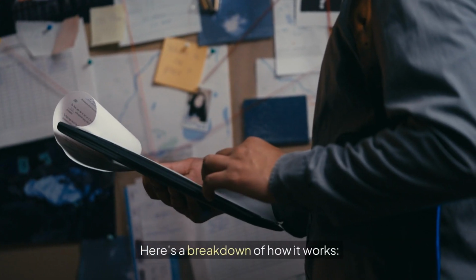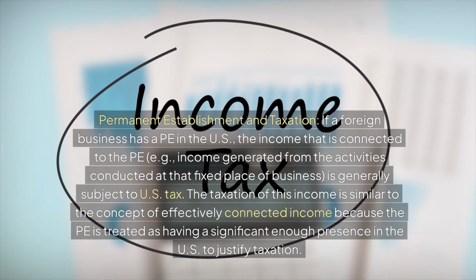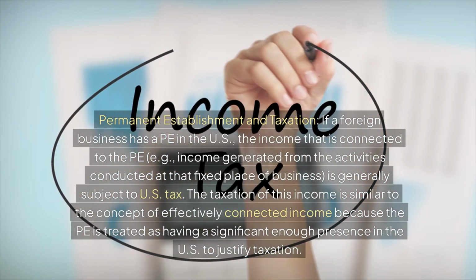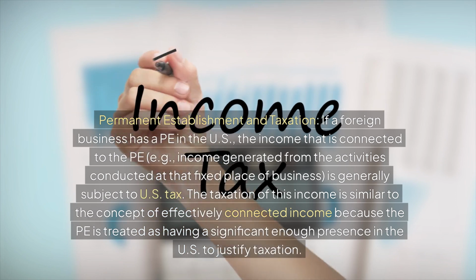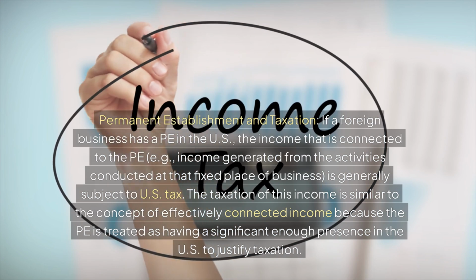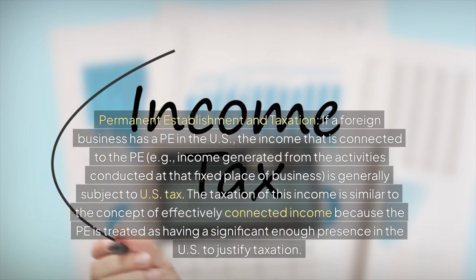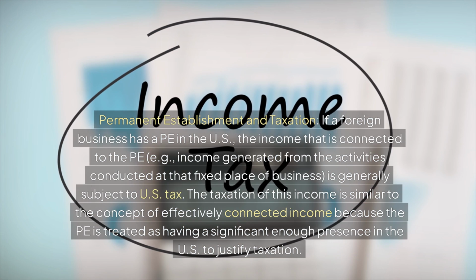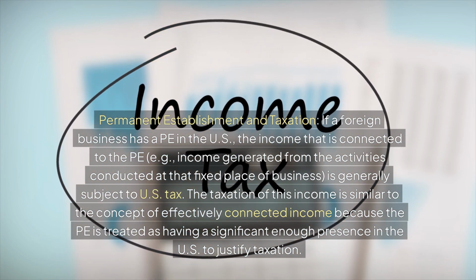Here's a breakdown of how it works. Permanent establishment and taxation. If a foreign business has a PE in the US, the income that is connected to the PE, e.g., income generated from the activities conducted at that fixed place of business, is generally subject to US tax. The taxation of this income is similar to the concept of effectively connected income because the PE is treated as having a significant enough presence in the US to justify taxation.